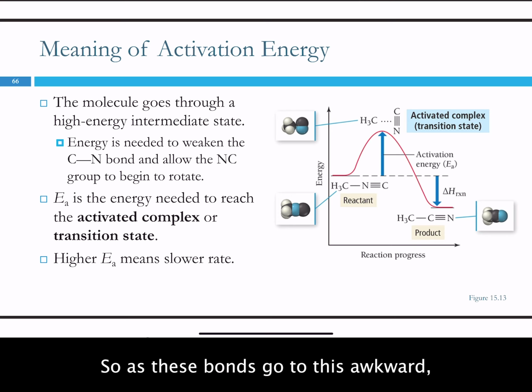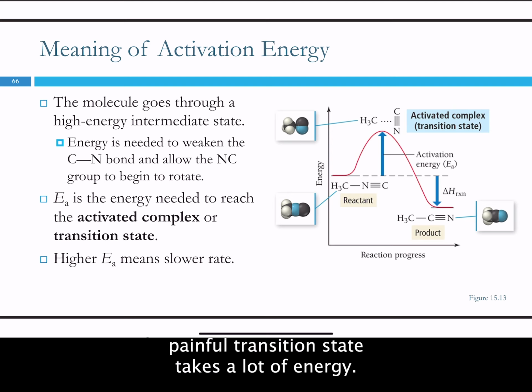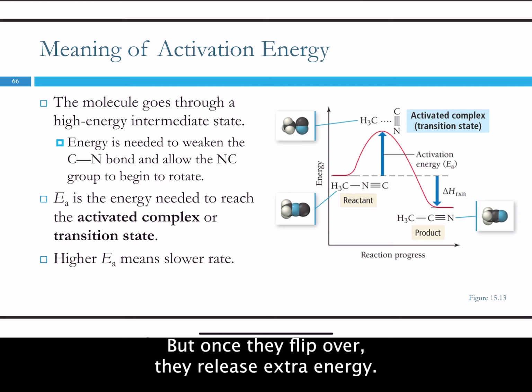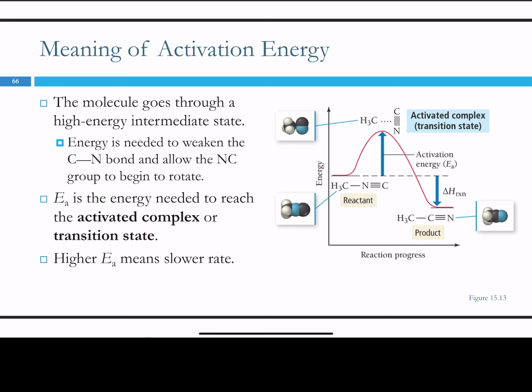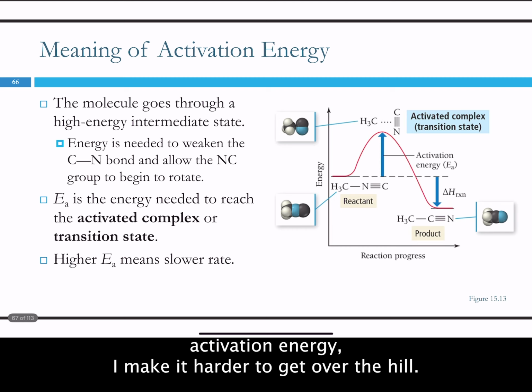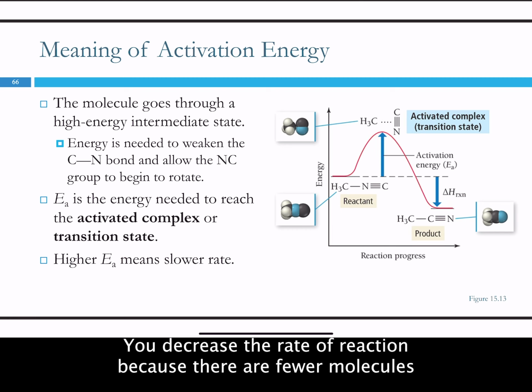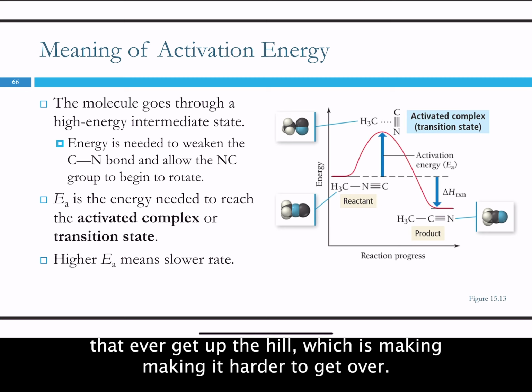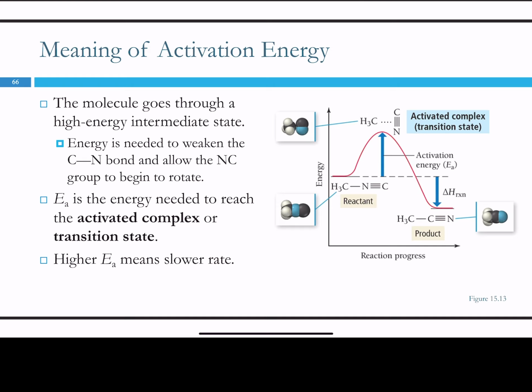So as these bonds go to this awkward, painful transition state, it takes a lot of energy, but once they flip over, they release extra energy. So if I increase this activation energy, I make it harder to get over that hill, and you decrease the rate of reaction because there are fewer molecules that ever get up the hill, which is making it harder to get over. And so you get a slower rate.